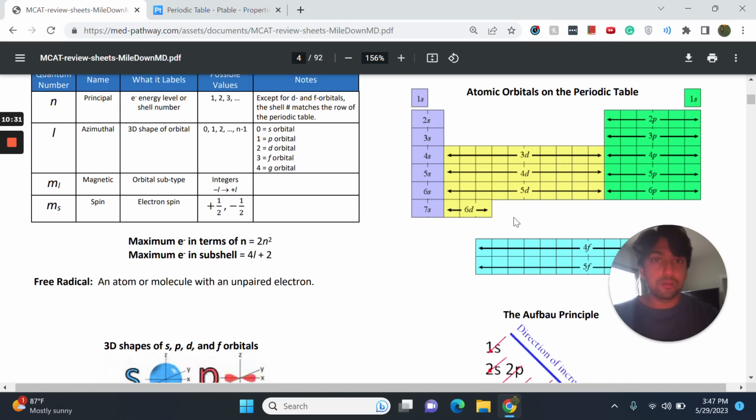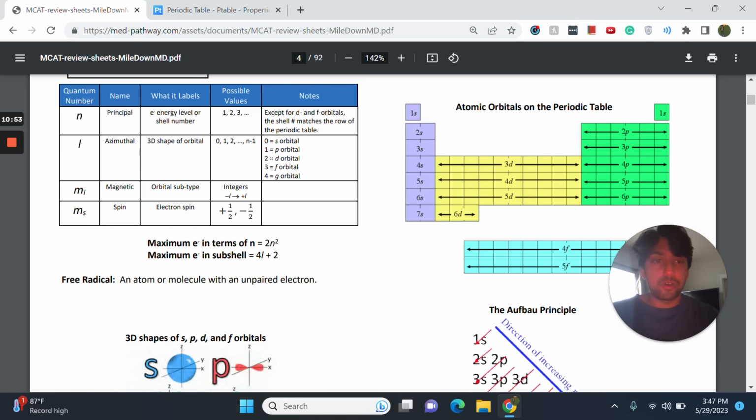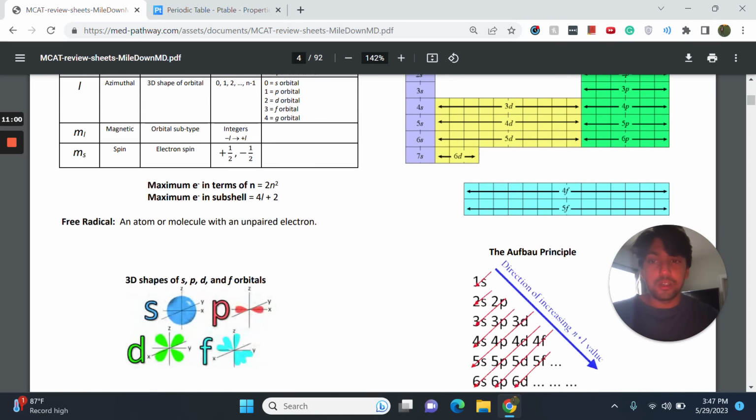Next is the l, which is the azimuthal quantum number. You don't actually need to know these names, but you should know what these letters are. This is the 3D shape of the orbital. This is what I was talking about before: the probabilistic model for where you think the electron is going to be 95% of the time. If it's in an s orbital, then 95% of the time it's going to be within the sphere. We can figure this out because if we take a lot of snapshots of the atom, we can see where the electron is 95% of the time.